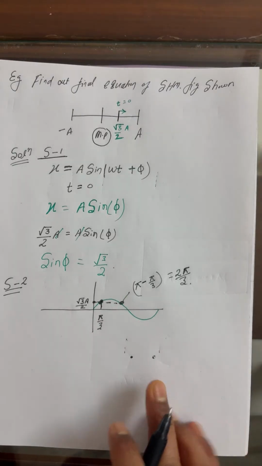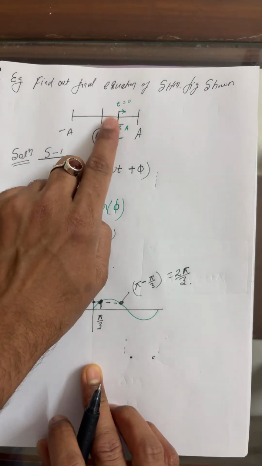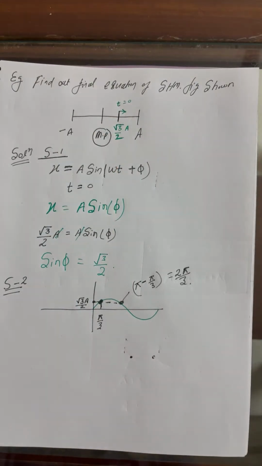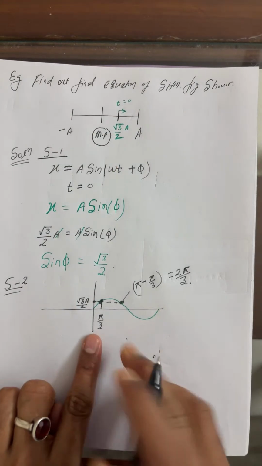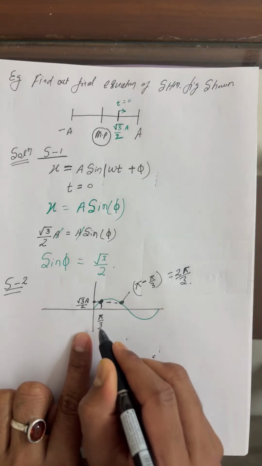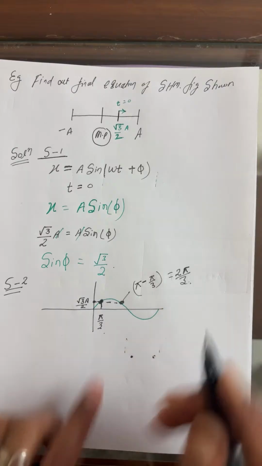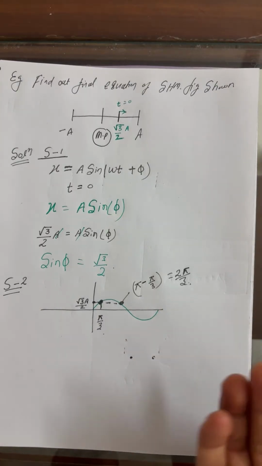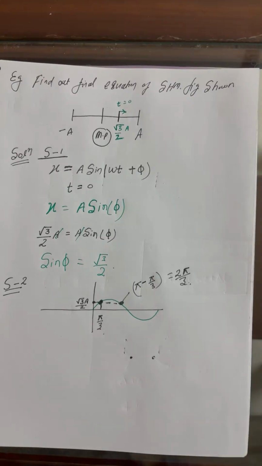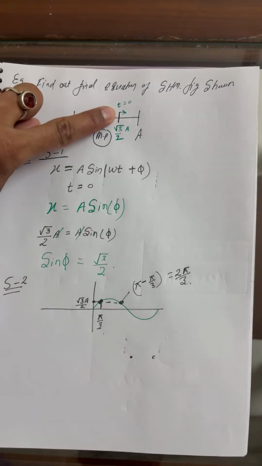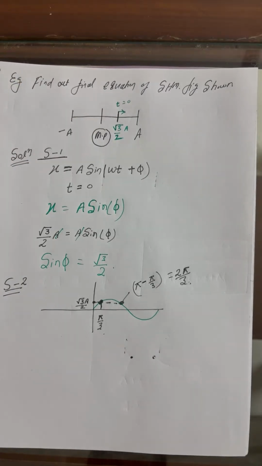Now, students, we have to decide the initial direction of the velocity. Because we have two values, one is pi by 3 and the second is 2 pi by 3, how can we decide which one to take for the final equation of SHM? For that condition, you have to see your graph. What is the direction of motion of the particle? In the graph, the direction of motion of the particle is in the positive direction, right?